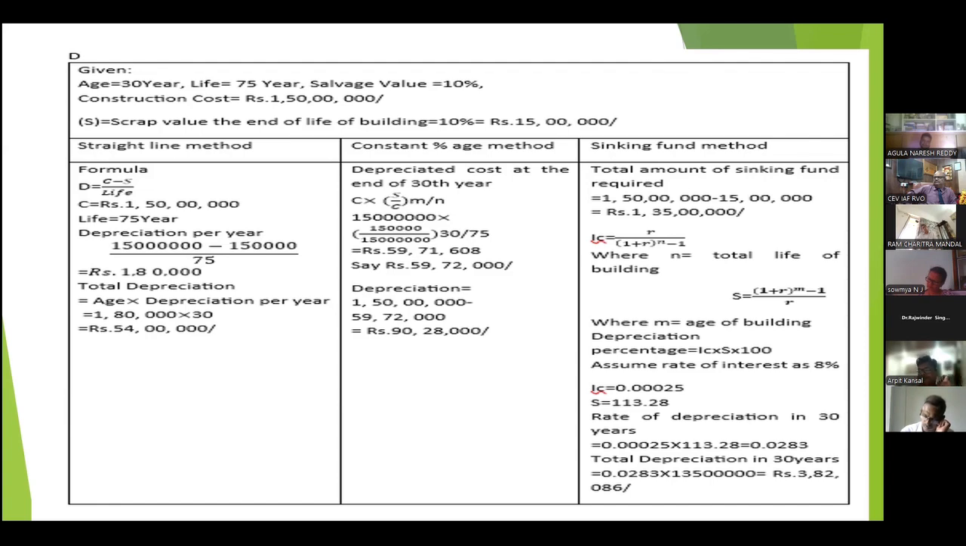So you will be using this sinking fund, but remember, you have to define your valuation. How you have chosen 8%? Why not 6%? Why not 4%? This is for you to defend.